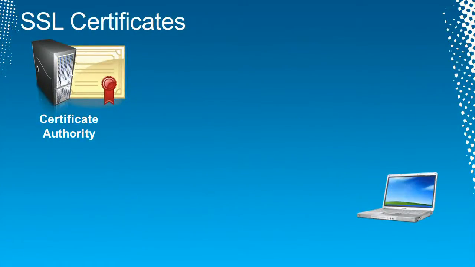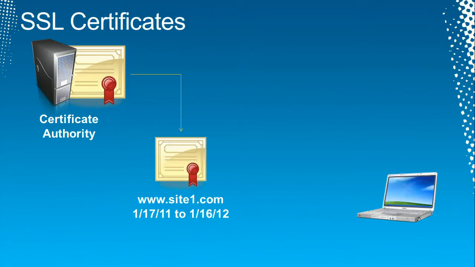So SSL, it all starts off with a certificate authority. The certificate authorities, those are the Thawtes, the GoDaddies, the VeriSigns of the world. They're the people who the OSs trust to create SSL certificates for us. So those certificate authorities can create certificates that we get as web developers or web administrators or whatever the case may be. So they create a certificate for a specific name. In this case, it's been created for www.site1.com, and then for a specific date range.